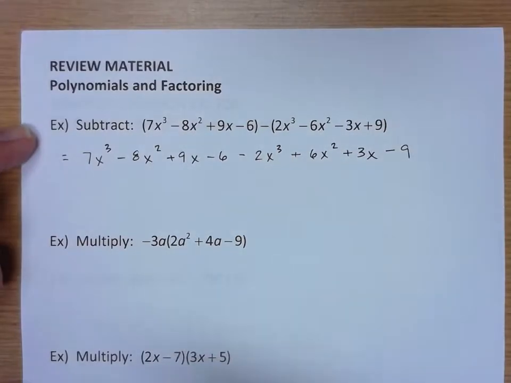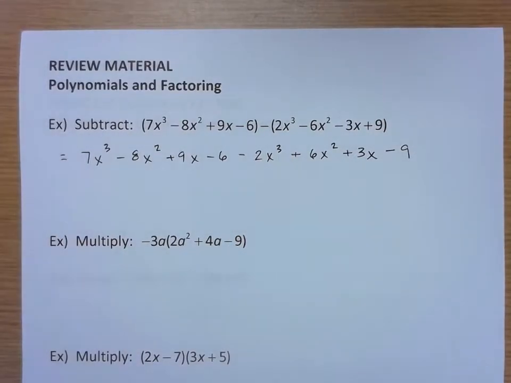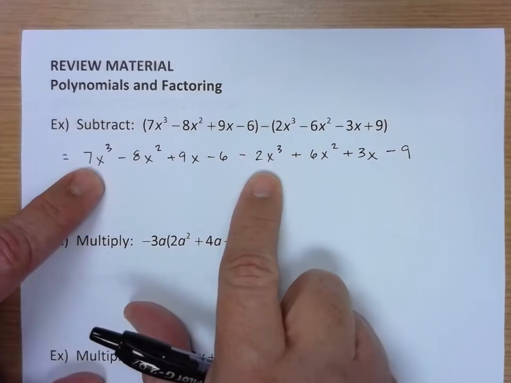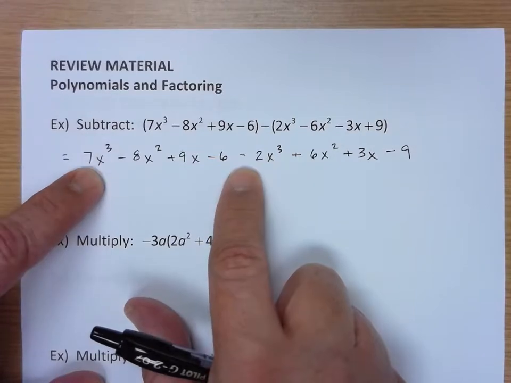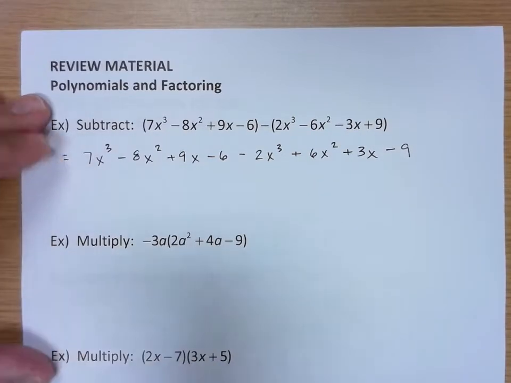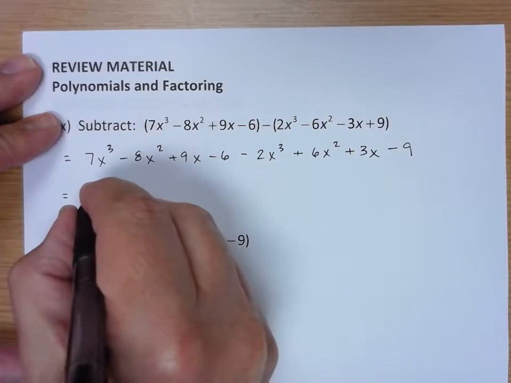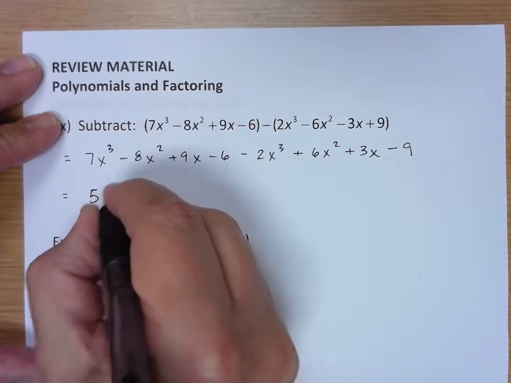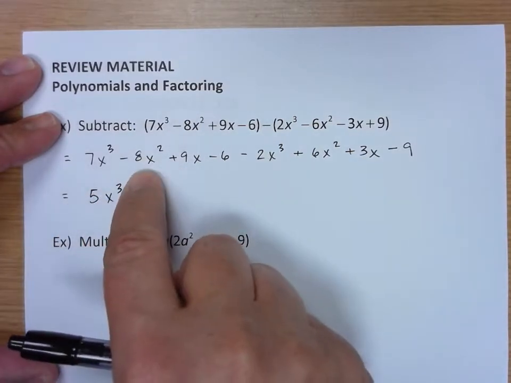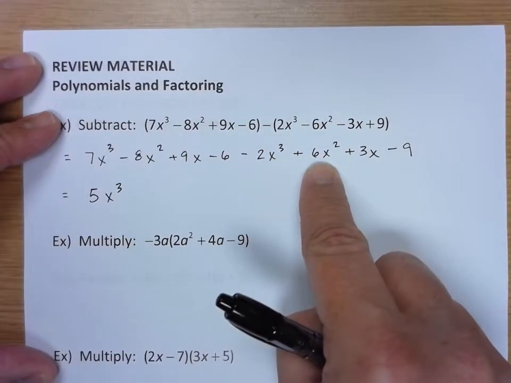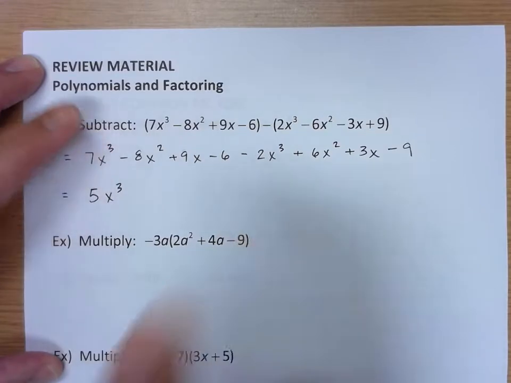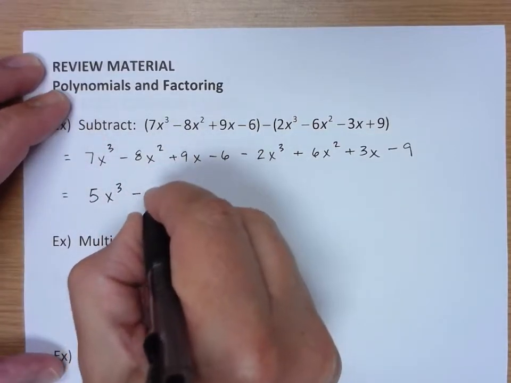All right. Then you just want to identify what your like terms are. You've got the x cubed terms here and here, so you can combine their coefficients. Positive 7 with negative 2 combines to a positive 5. So my simplified answer is 5x to the third. Negative 8x squared matches with positive 6x squared. So negative 8 with positive 6 leaves you with negative 2x squared.